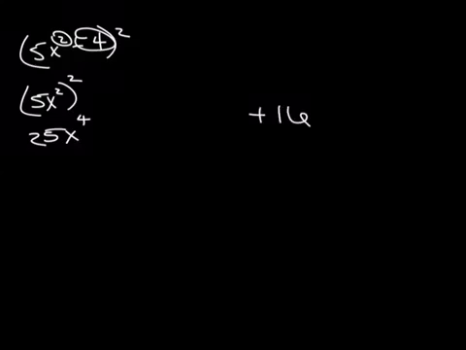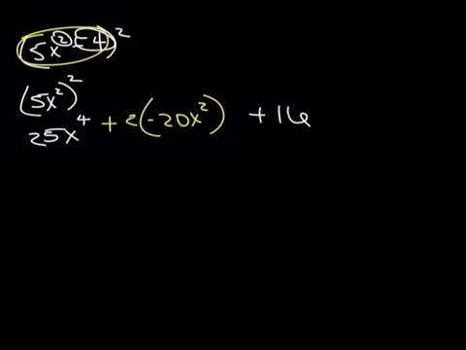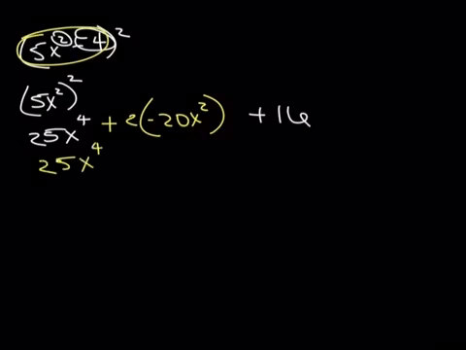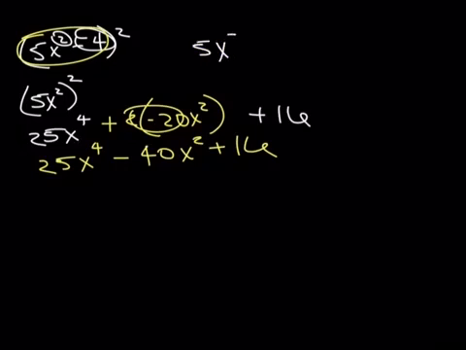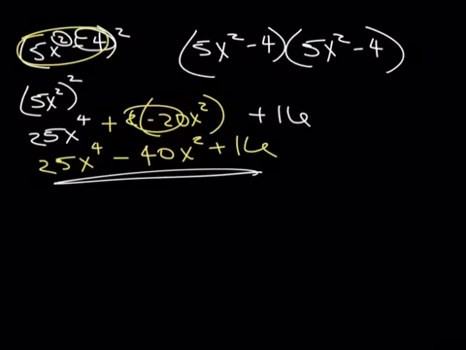And if you remember, for the middle, you multiply those two and double it. Okay, so there I have a plus sign, there I have a plus sign. So we get 25x to the fourth minus 40x squared plus 16. Now if we would have done the FOIL method with this and written this as 5x squared minus 4 times 5x squared minus 4, we would have gotten the same thing.